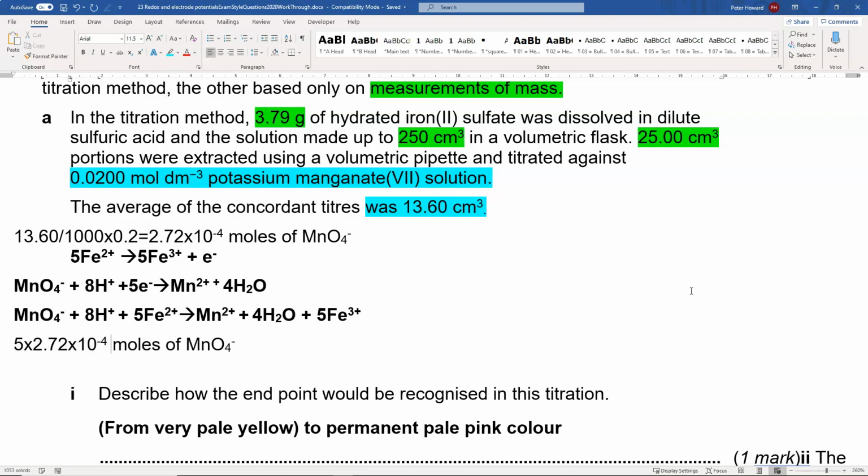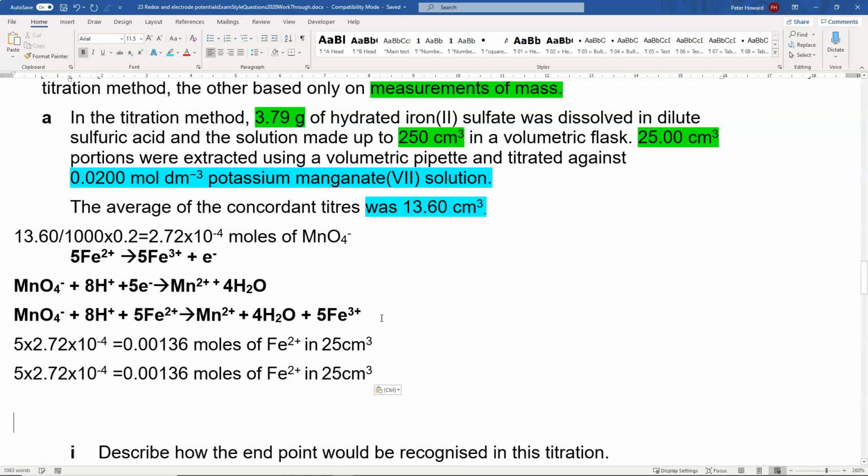So 5 times that gives us a value of 0.00136 moles of Fe2 plus. And we could just be extra careful here and say that is in 25 centimeters cubed of solution, because sometimes people forget to multiply by 10. Remember, we took a 25 centimeter cubed sample from a 250. So next, we take the value for what's in 25 centimeters cubed and times it by 10, which gives us the moles in 250 centimeters cubed.